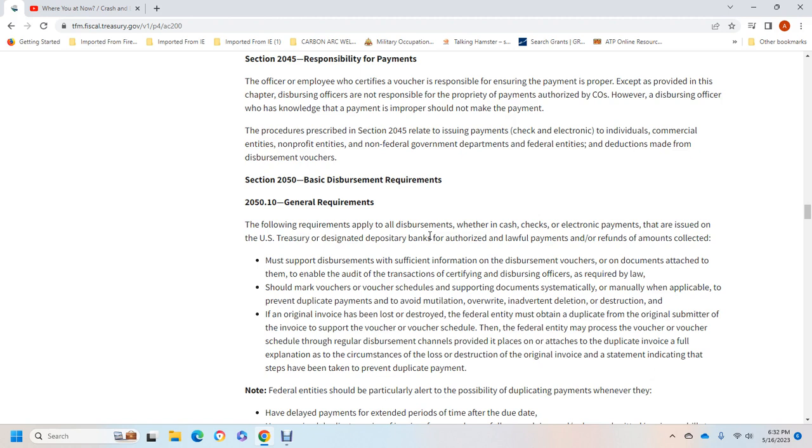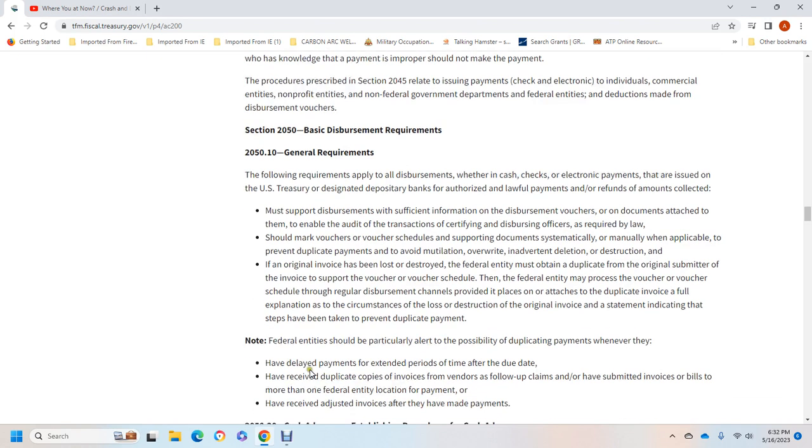The voucher schedule for the federal entity must process the voucher schedule for the regular disbursement, obtainable to provide a place on which the attachee for the duplicated invoice gives a full explanation of the circumstance of the lawful destruction of the original invoice, with a statement indicating that steps have been taken to prevent the duplicate payment.